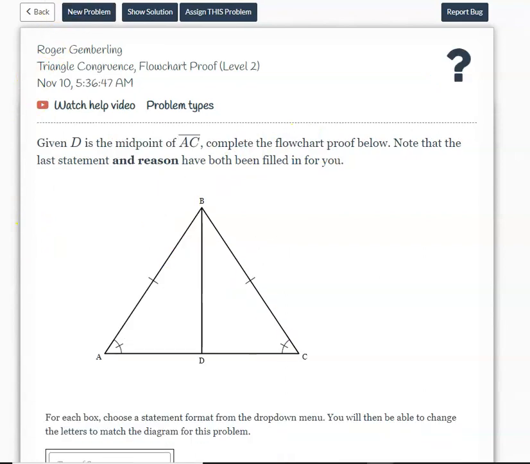All right, so this third problem says, given D is the midpoint of line AC, complete the flow chart. So again, we're looking for 3 pieces of information. And if we have 3 pieces of information, then hopefully it fits one of our patterns. So go ahead and take a look at the problem, decide how many things were given that you can write congruency statements for, and then turn the video back on when you're ready to continue.